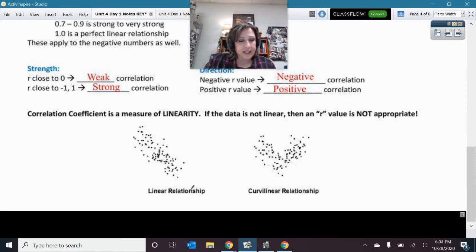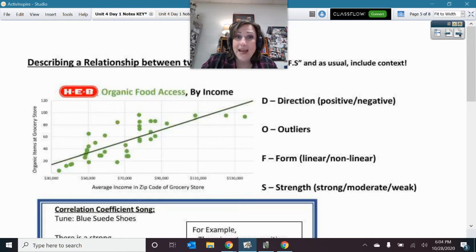So here's this linear relationship, that's fine. For a nonlinear relationship, we wouldn't even have an R. Or you know what? The R of this would be close to 0, even though it may have a quadratic relationship, because it's not a linear relationship. Okay, moving on. Back to our problem with the organic foods and the average income.